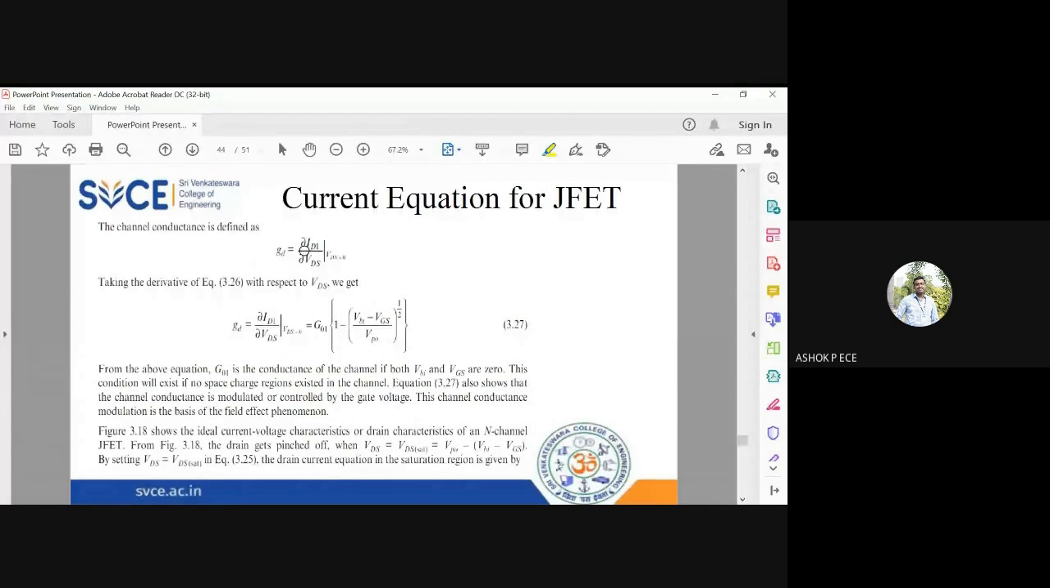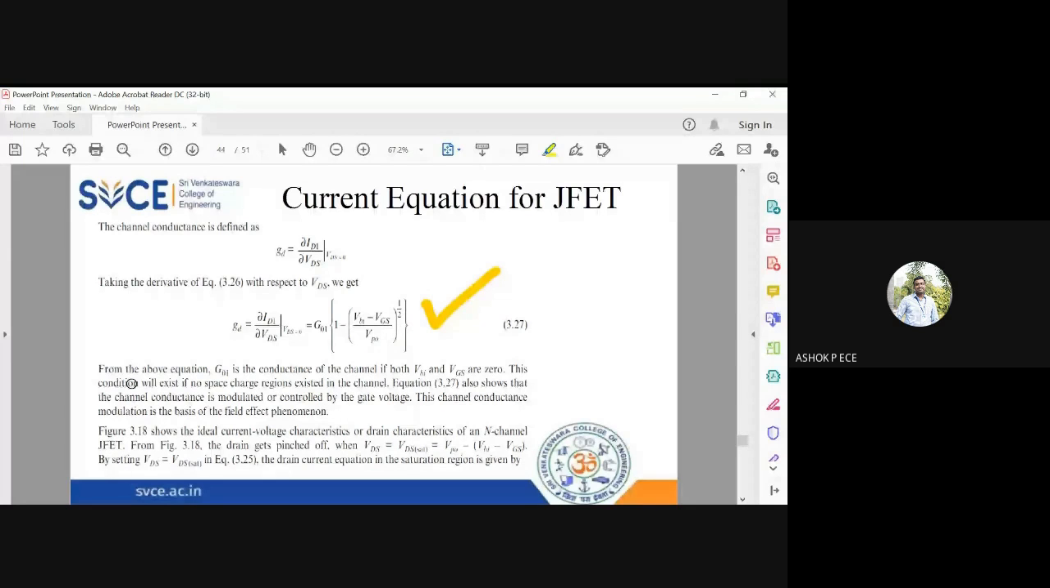Channel conductance, among other things, is obtained by differentiating ID with respect to VDS. So GD is going to be dou ID by dou VDS. Put VDS equal to 0. So you get a very simple equation: G01 into 1 minus the quantity VBI minus VGS by VP naught, the whole power half. So this is going to be the channel conductance.